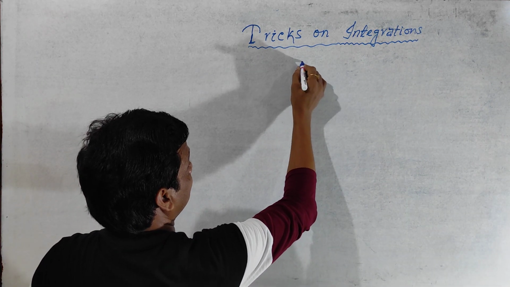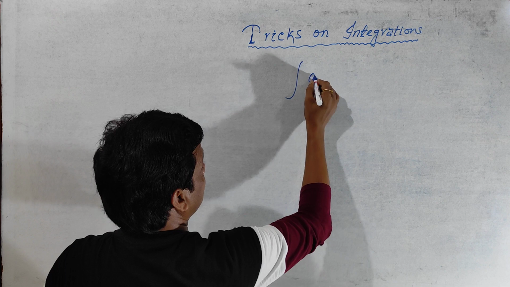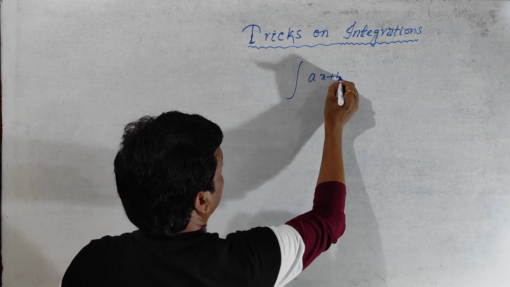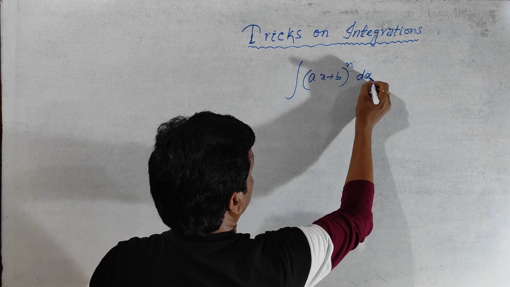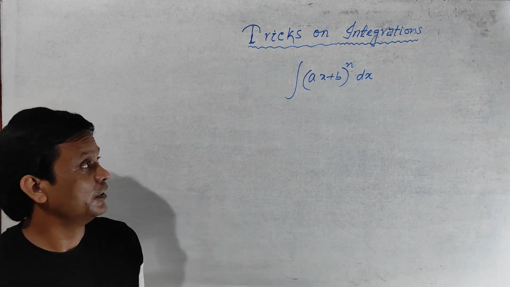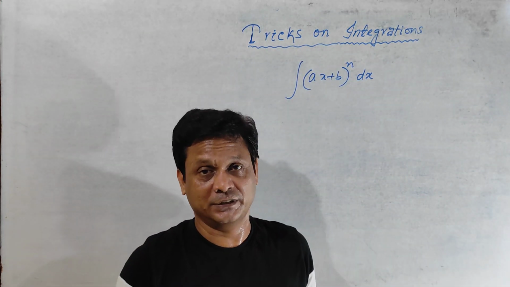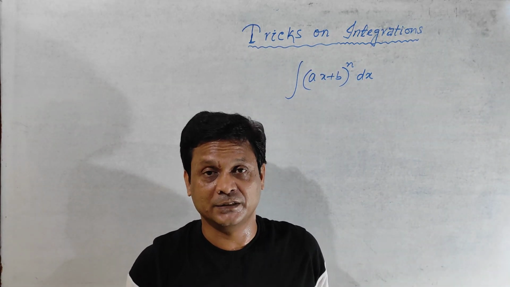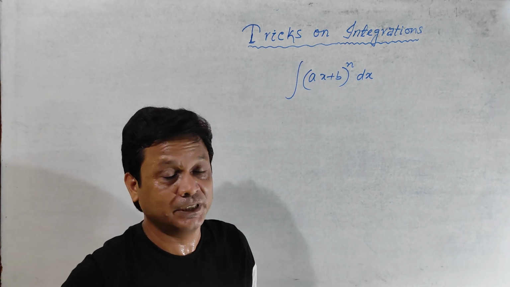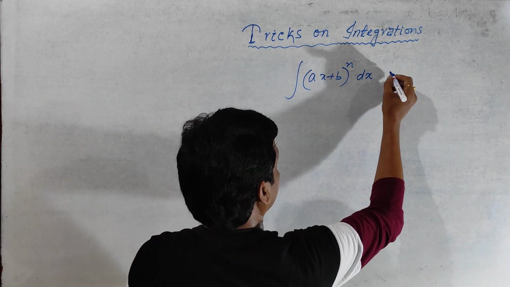I want to tell you today what is the integration of (ax plus b) to the power n into dx. First of all, I will tell you the formula. That means I will prove the formula and then we will do some examples. Clear?